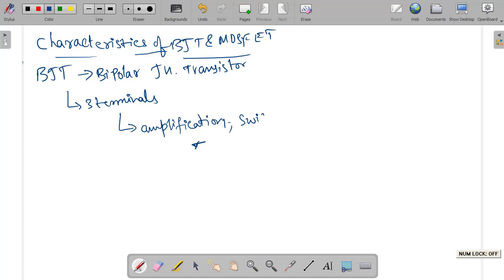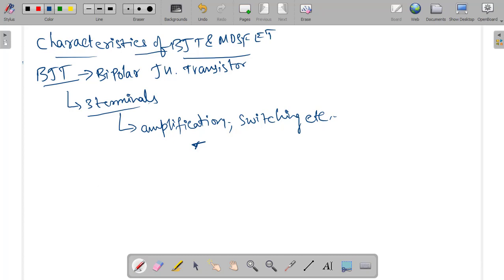And you can use the transistor for switching also. There are different applications for transistor. That's why it is superior to your diode. The main thing is, due to the presence of the third terminal, it is used as a control device. Control is possible by using the transistor, whereas control was not possible with a diode.